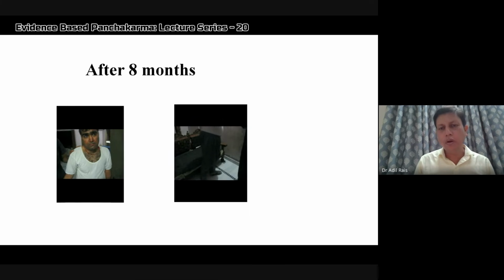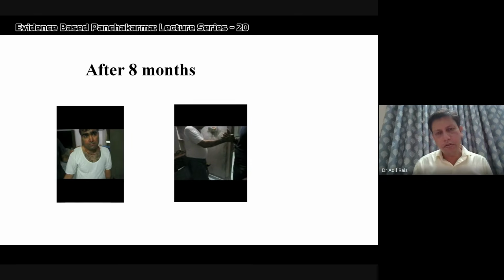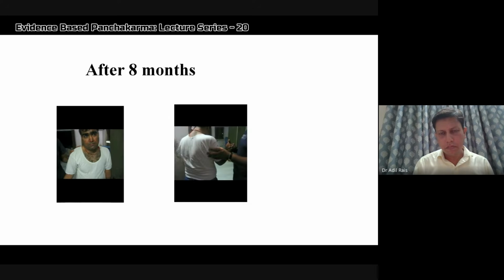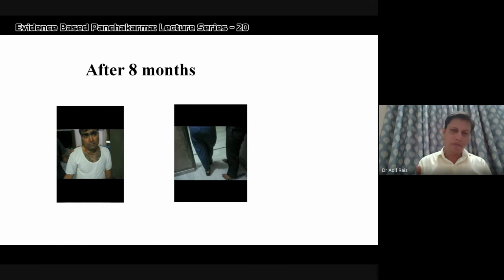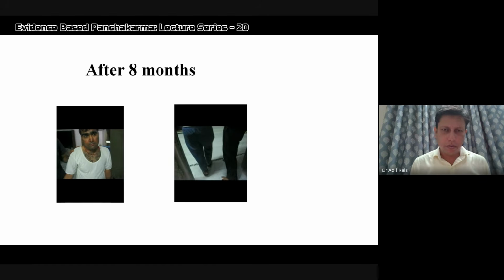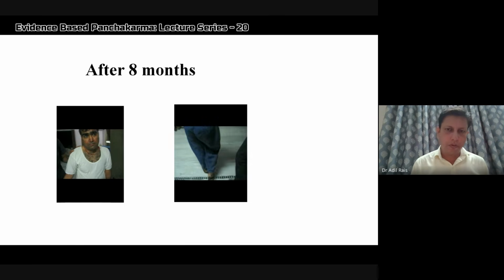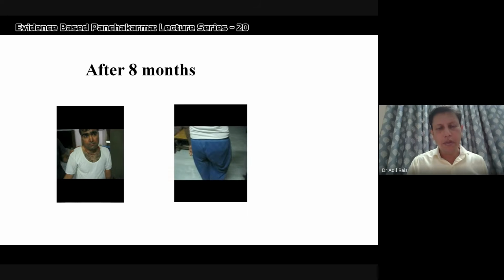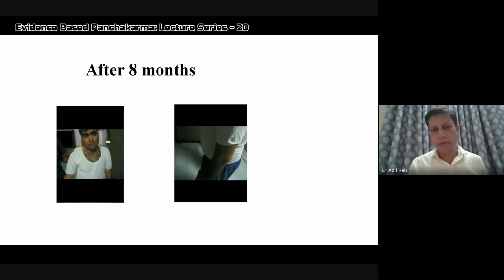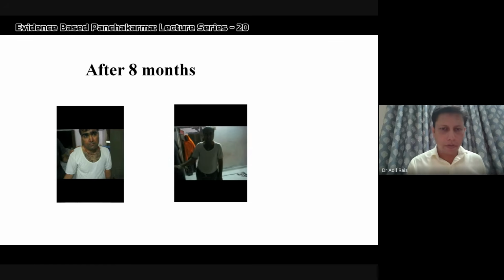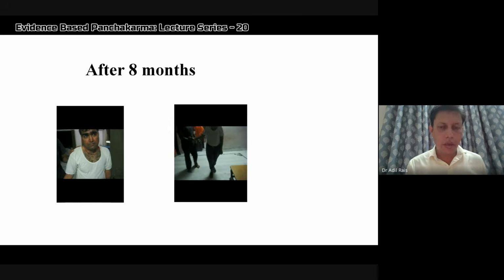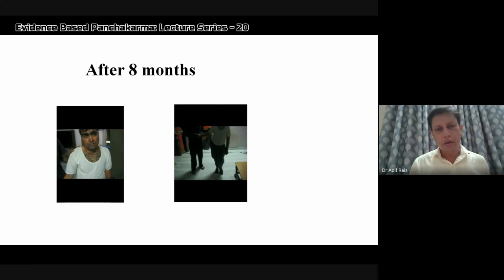No, he's not able to walk actually without support. So he has to take support of us. And this was the picture after 8 months of the completion of the follow-up. You can see how the disease has progressed even more severely. So the happiness and the satisfaction which he and we both got did not last very long. The disease and the progression of the disease overcame.